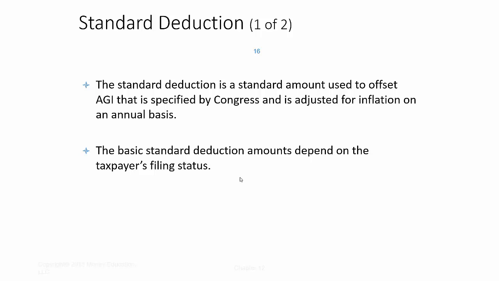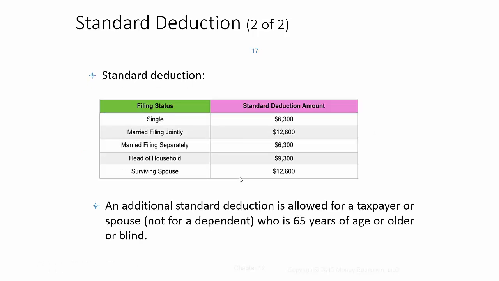The standard deduction is a standard amount used to offset AGI that is specified by Congress and is adjusted for inflation annually. So the basic standard deduction amount depends on the taxpayer's filing status. So that's really important to understand. Here's your standard deduction. Look at it. Who does the deduction favor?